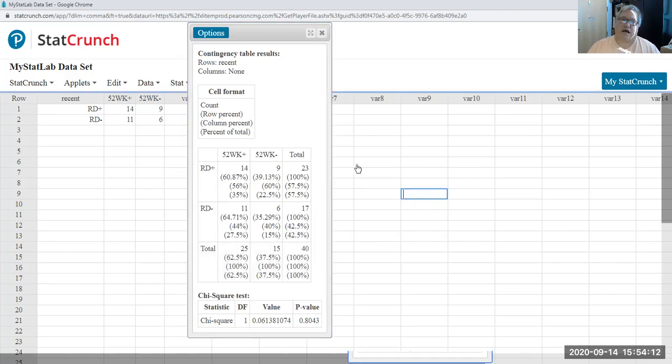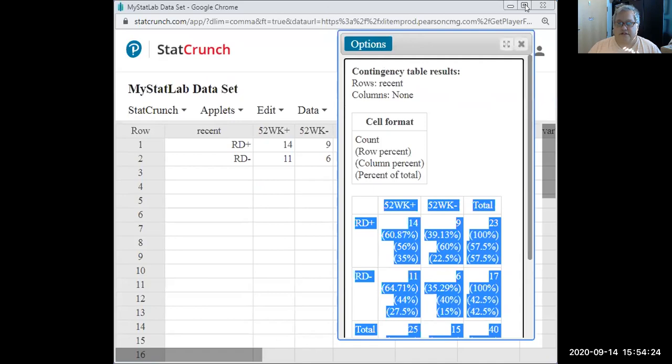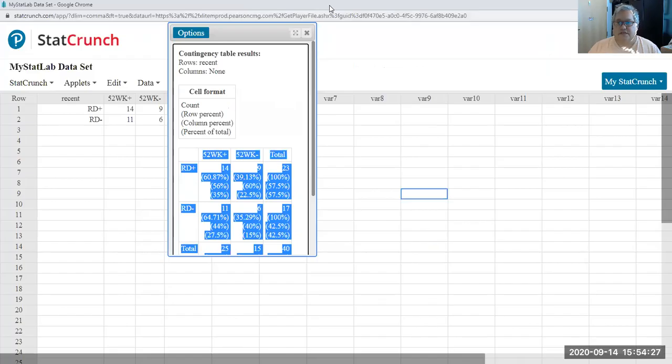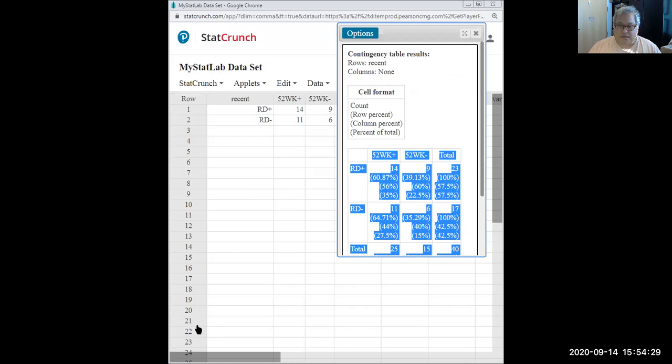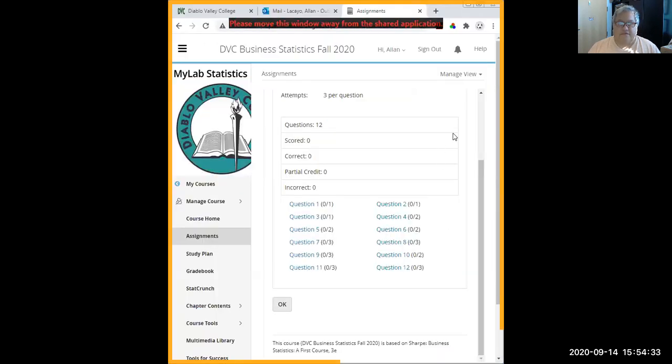Okay, so now how do I use this table to answer the questions in problem 8, in Lab 2 question 8? That is the next consideration. So in order to do this, I'm going to share with you the assignment.